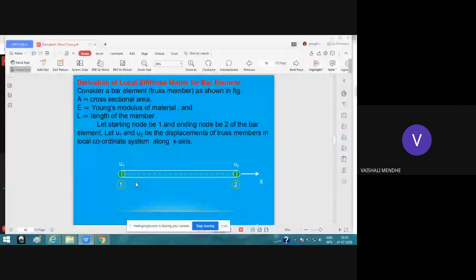Okay, so in the y direction, the displacement will be 0. That is not shown here. That's why we have considered U1 and U2 as the displacement at node 1 and node 2. What I have imagined is that under the action of the external loading, the members of the trusses will get deflected from their original position to the final position. There will be some deflection.